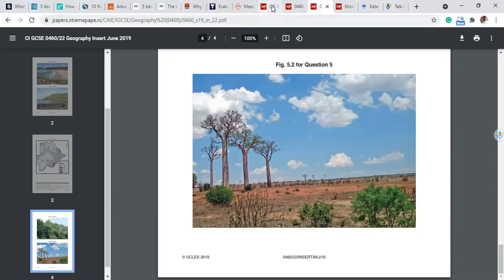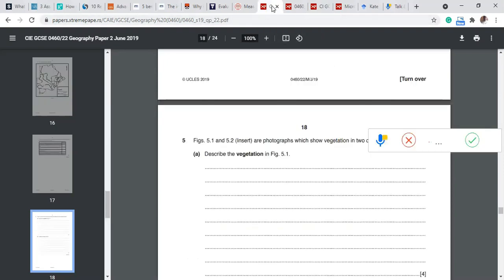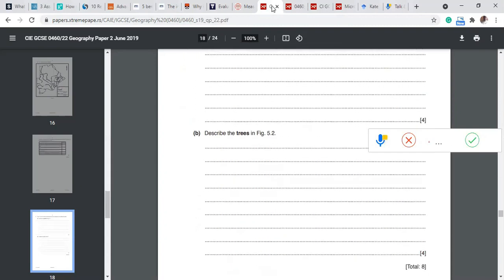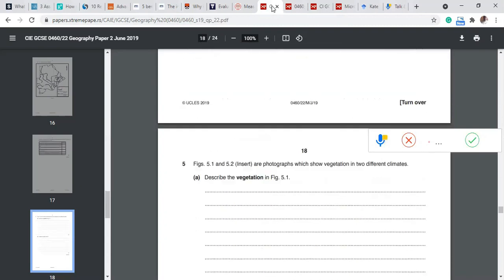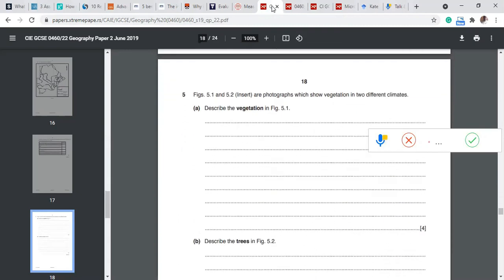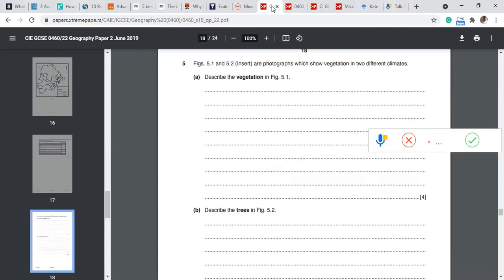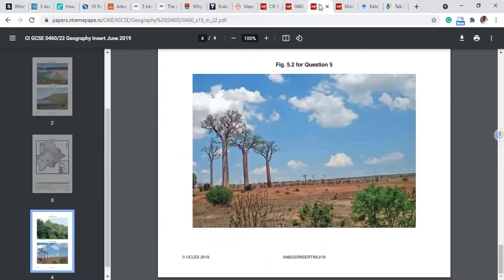Okay. So what else can you see? Oh, sorry. I think the first question says describe vegetation. No, that's what you described. Vegetation. Then this one says describe trees. So okay, is there another one there? Another picture.